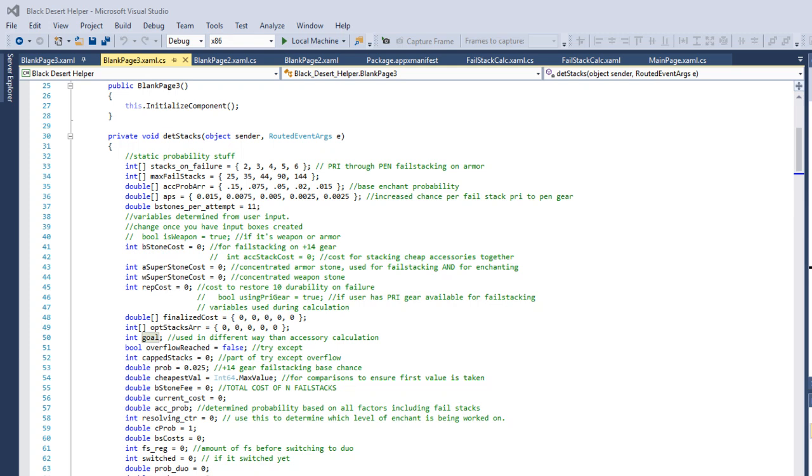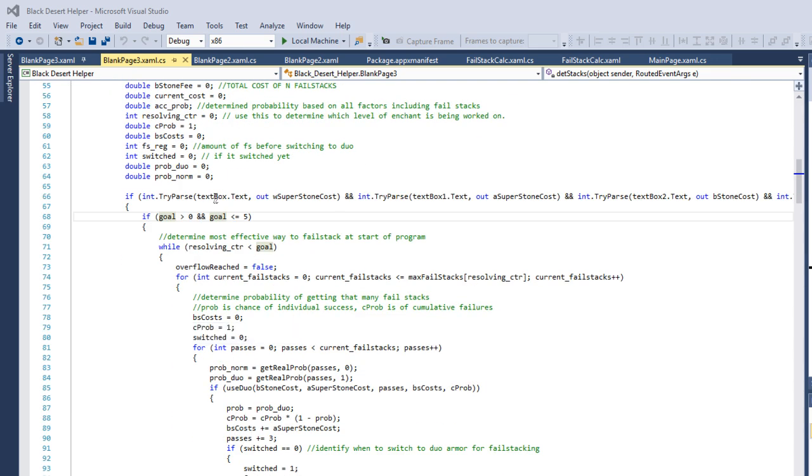Hey guys, I thought I'd show off the code for the app that I made, the Black Desert Failstack calculator, and kind of give people an idea as to how the app works and how it calculates how many failstacks that you should use.